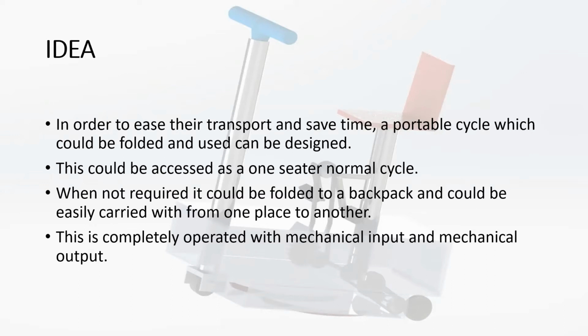My idea is that in order to ease their transport and save time, a portable cycle which could be folded and used is designed. This could be accessed as a one-seater normal cycle. When not required, it could be folded into a backpack which could be easily carried, like a shoulder bag. This is completely operated with mechanical input and it gives mechanical output. That is the motion.